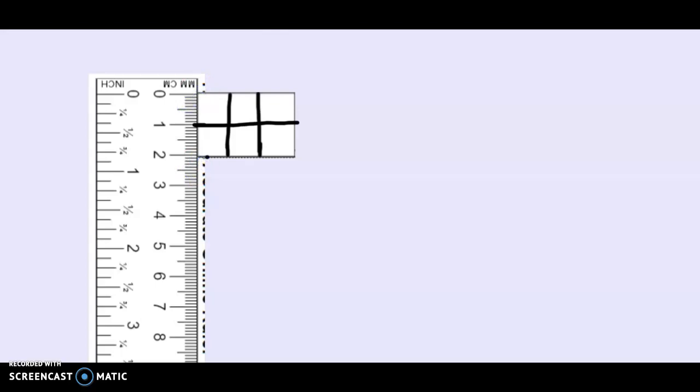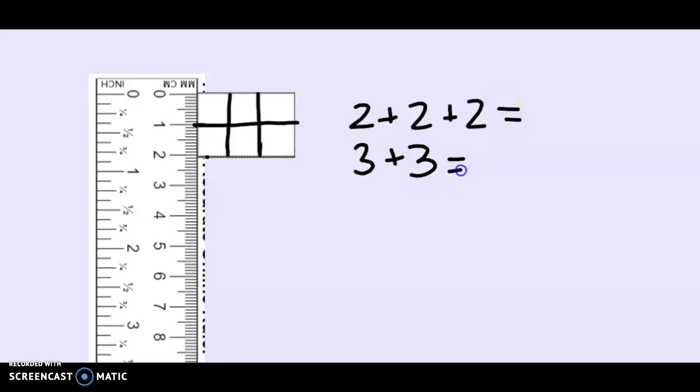Now I can draw an addition equation. I could do 2 plus 2 plus 2 if I'm looking up and down, or if I'm going side to side, I could do 3 plus 3. And they both should equal the same thing. How many squares do you see, second grade? 6. They both have 6 squares.